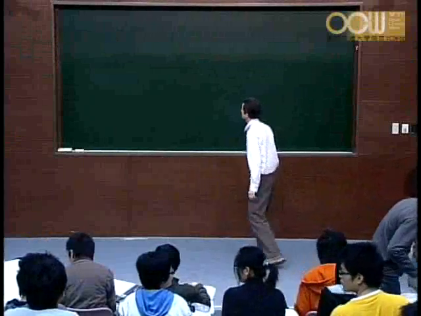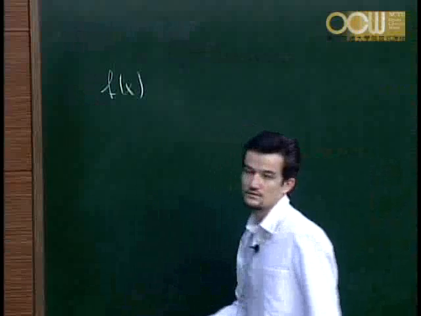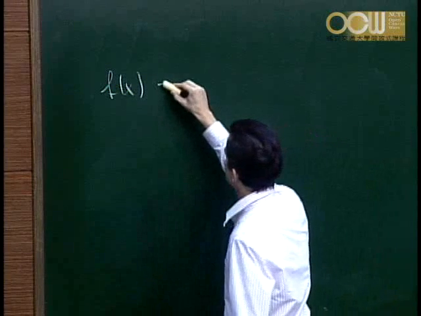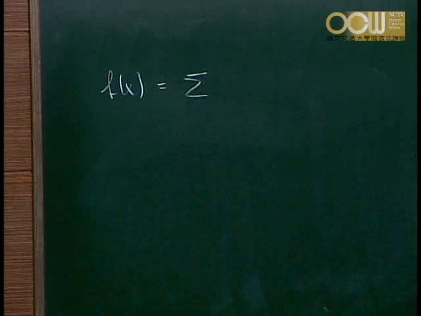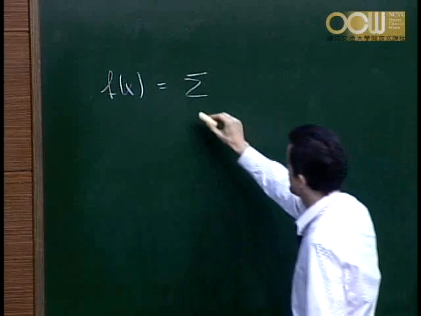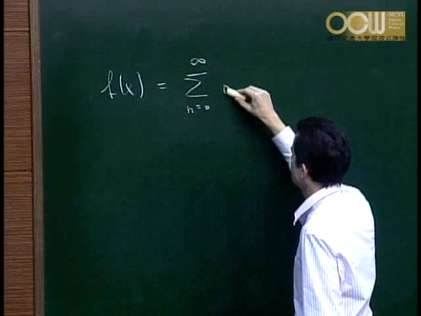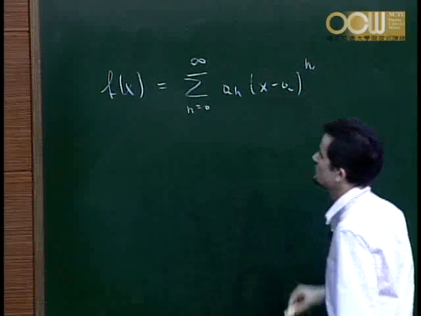Given the function f of x, how to find the power series representation of this function. Normally what we have given is some point A, so we want to expand the function f of x around the point A, and what we want to find is a representation of the function in the following form, as a power series which is centered at A.